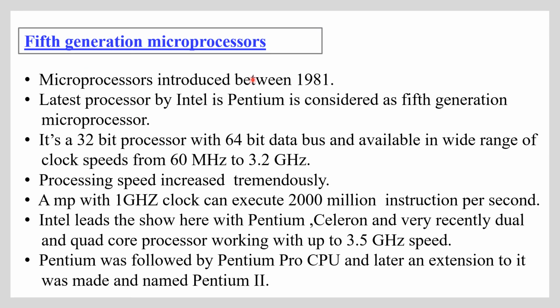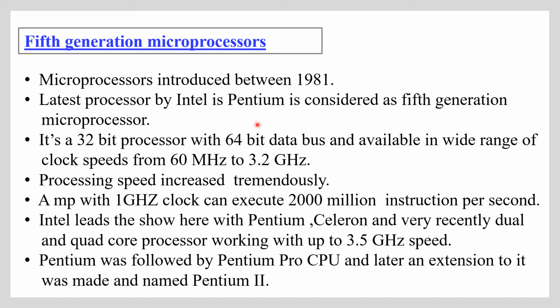Fifth generation microprocessor. Intel made improvements in microprocessor design to provide the greatest speed. Also the system can run on new operating systems like Unix, Linux, etc. The processor in this generation is called Pentium. It is a 64-bit processor. Now the latest processor by Intel is Pentium and is considered the fifth generation processor.